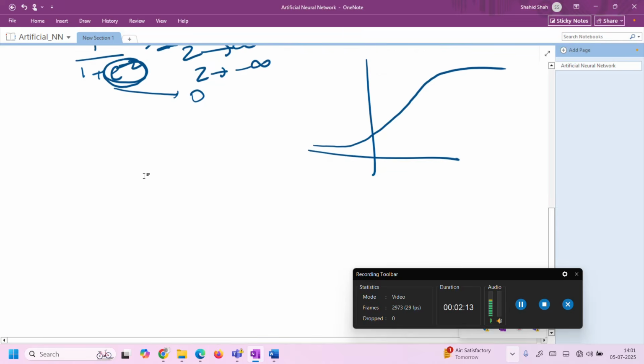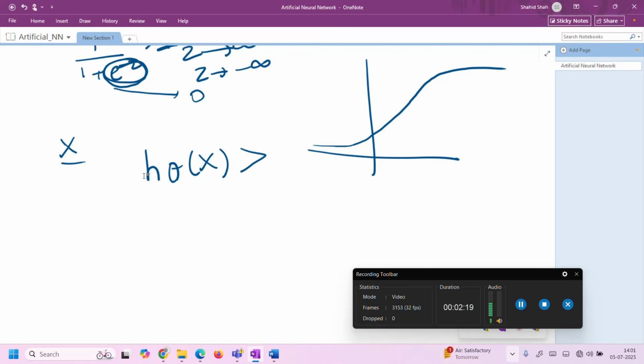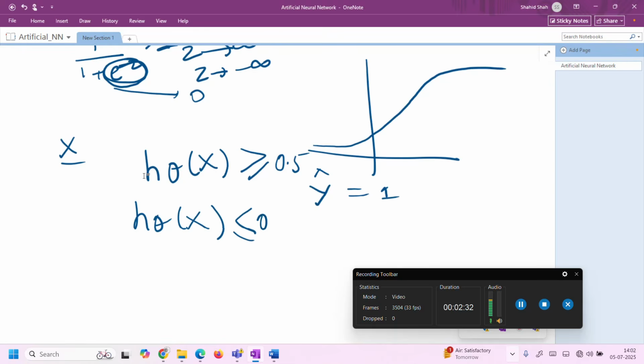Now what is the decision we will make? For any given x, if this h theta of x is greater than or equal to 0.5, then we take the decision that y hat should be 1. Okay, and if h theta of x is less than 0.5, equality will be dealt with equal probability, so y hat equals 0.